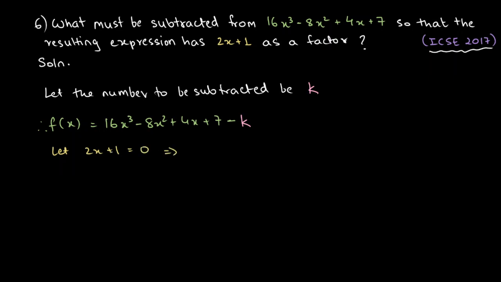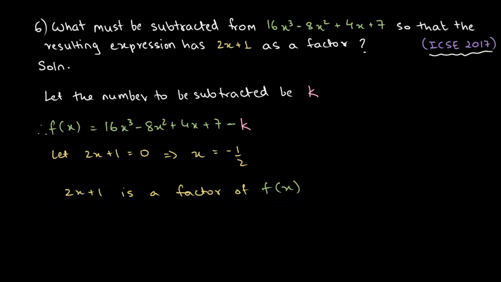This gives us a value of x. If I rearrange this equation, I can say x is equal to minus half. Plus 1 to the other side is minus 1 upon 2. So I have the value of x is minus 1 by 2. Now remember, they've told us that 2x plus 1 is a factor of f of x. And how do I use this information now?